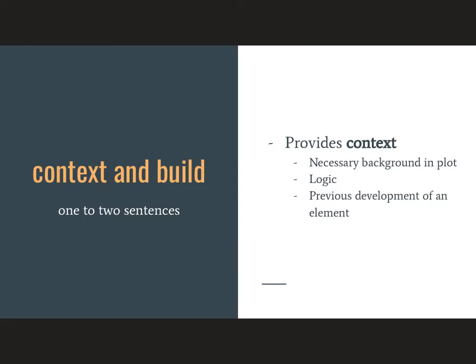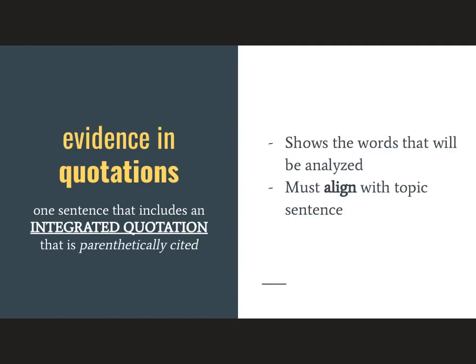Just a reminder that the context and build is generally going to be 1 to 2 sentences long, and it's doing exactly what it sounds like, providing context for your argument and building into the evidence that you're going to offer. When you provide your evidence, you're going to do it by using quotations from the text that you're dealing with, right? And there are 2 important things to think about with regard to the evidence you choose. First, it absolutely must demonstrate the language that you're going to analyze in the rest of the paragraph. Otherwise, what's the point of including quotations to begin with?